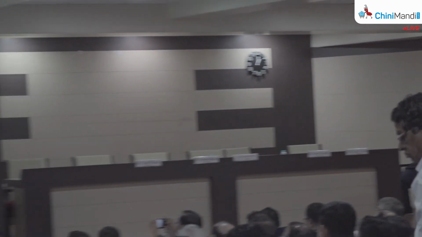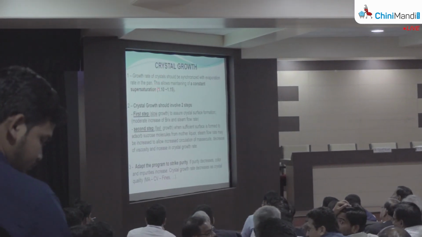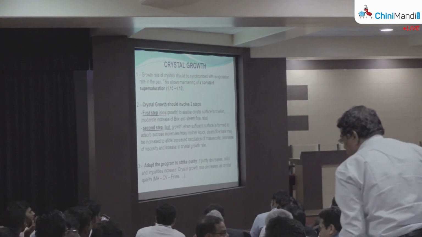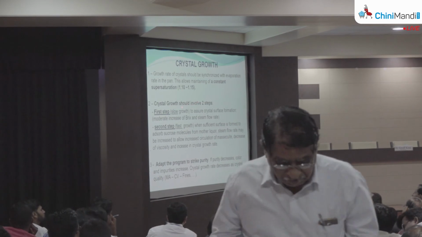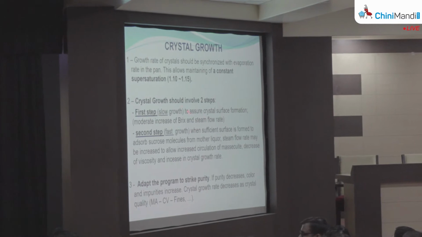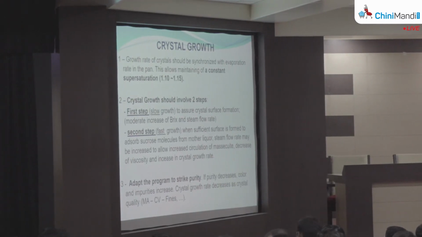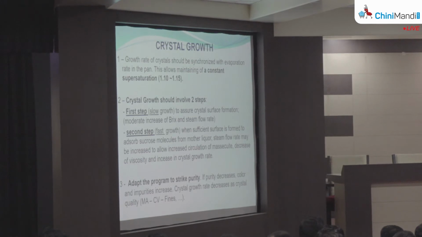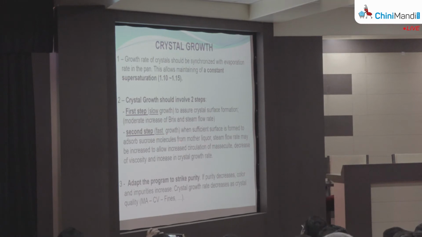So the growth of crystals should be synchronized with the evaporation in the pan. This allows maintaining of constant supersaturation. The sugar coming with the syrup should be integrated in the crystal with constant supersaturation. The first step in growth is to assure a surface formation, and then you can feed and have a more rapid growth, because you can increase the steam flow, etc., to make the increase of growth.